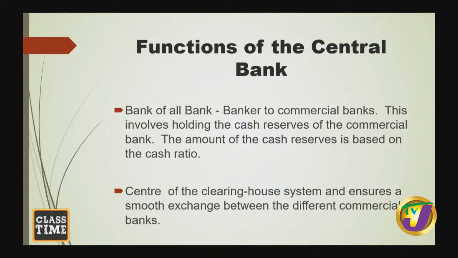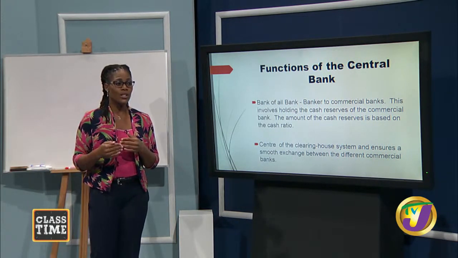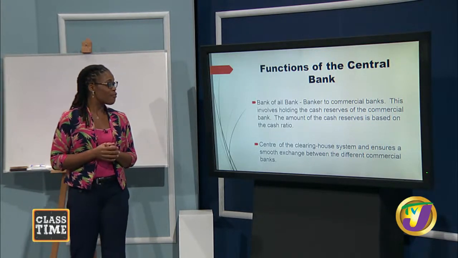Now, continuing with the functions of the central bank. It is considered to be the bank of all banks. So it is a banker to the commercial banks. All commercial banks have deposits with the central bank. Now, this involves holding the cash reserves of the commercial bank. And this is a minimum requirement, right? So the amount of the cash reserves is based on the cash ratio, based on how much the bank earns. There's a certain percentage that must be held with the central bank, right? So the commercial bank is not allowed to give this money out as loans, right? It must be kept at the central bank for emergencies.